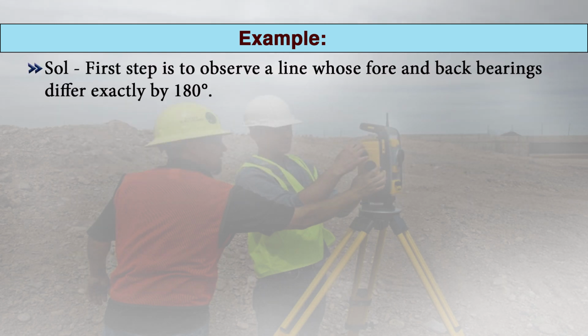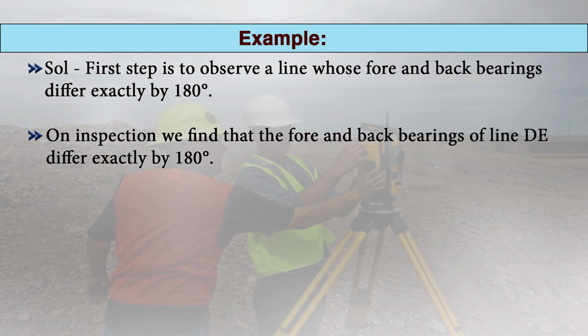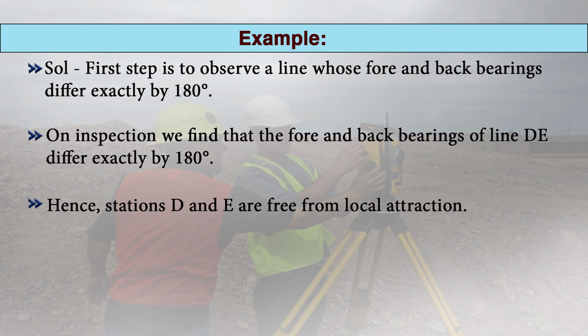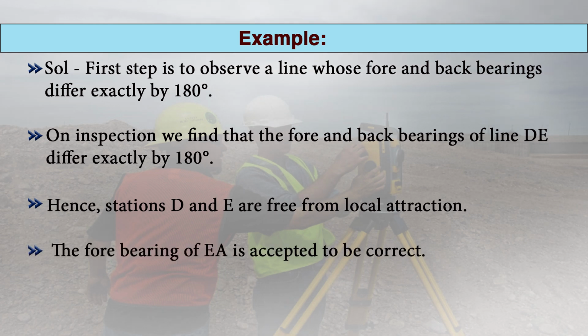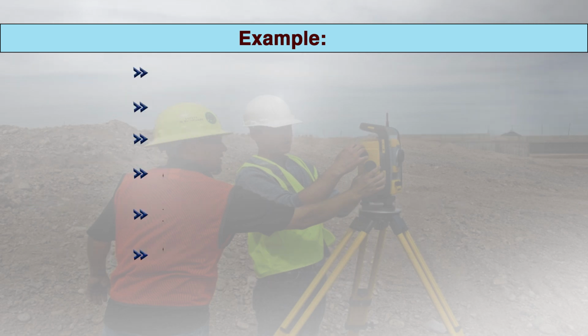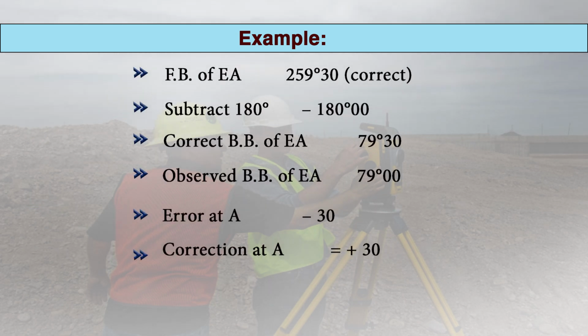So, the first step is to observe a line whose fore bearing and back bearings differ exactly by 180 degree. On inspection, we find that the fore and back bearings of line DE differ exactly by 180 degree. Hence, the station D and E are free from local attraction. The fore bearing of EA is accepted to be correct. Now, fore bearing of EA is 259 degree 30 minutes, which is correct. We will subtract 180 degree from it to find out the correct back bearing of EA, which is 79 degree 30 minutes. Now, the observed back bearing of EA given is 79 degree.